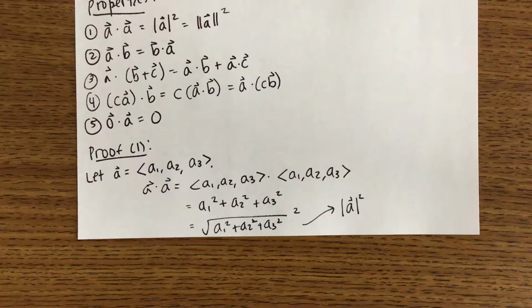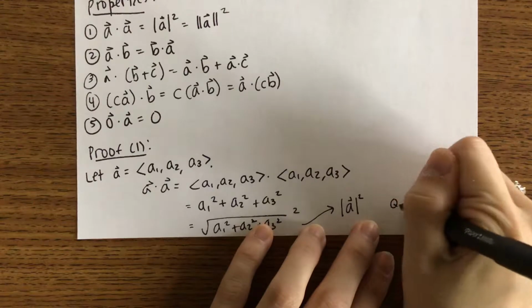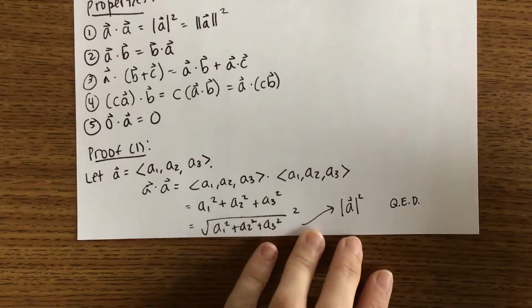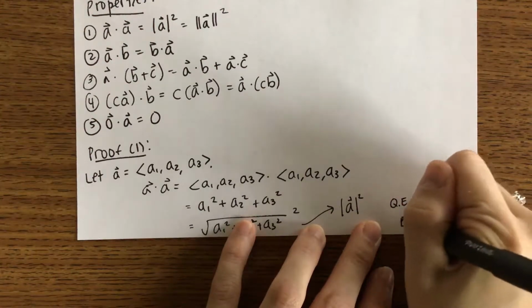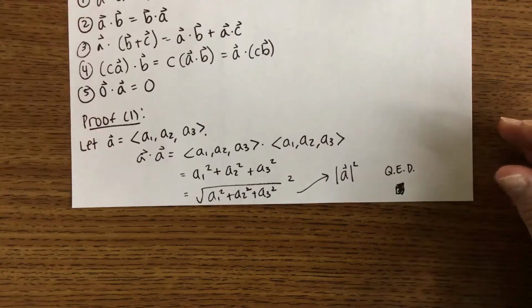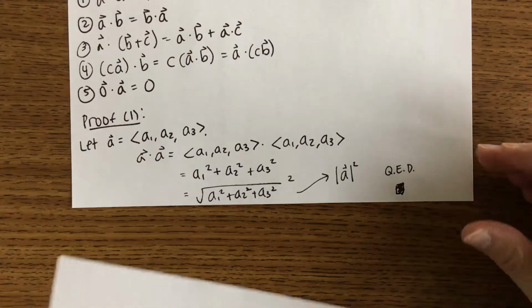And how could I indicate that I have finished my proof? QED? Or, anybody remember the other way? Little black box. Or filled in box, I guess, doesn't have to be black. Good?